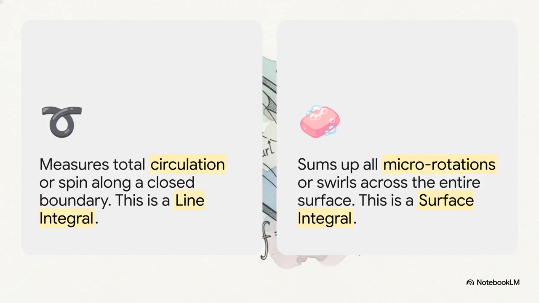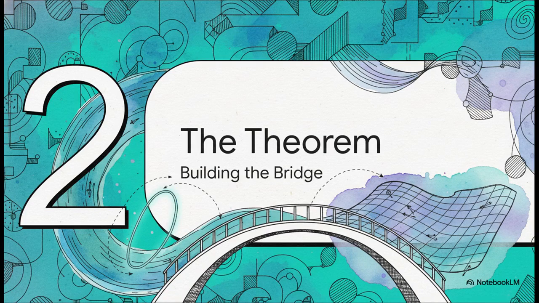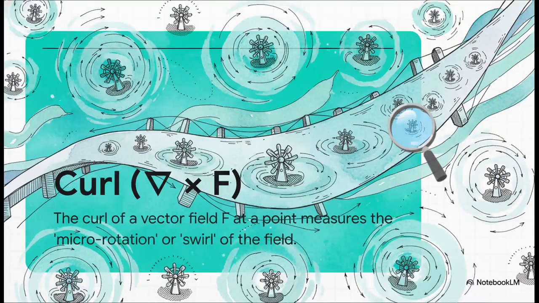So the big question Stokes' theorem asks is, are these two completely different measurements actually related? And yeah, you probably guessed it. They're not just related, they are exactly the same. Stokes' theorem is the mathematical bridge that connects these two worlds. It proves, without a doubt, that the total measurement you get on the edge is always equal to the summed-up measurement across the surface.